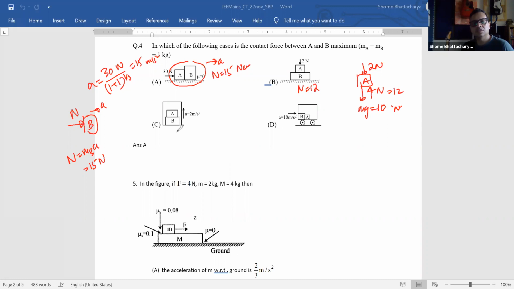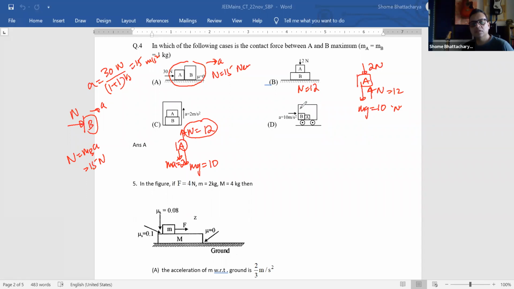Okay. Similarly, in this case, you see A's free body diagram. There is weight plus there is also pseudo force. Okay, so there is weight of this thing. How much will it be? 1 into 10, 10 newtons, and pseudo force will become 1 into 2, so that's 2. So again, the normal reaction here is coming out to be that much only. It's coming out to be 12. So this also has normal reaction 12.